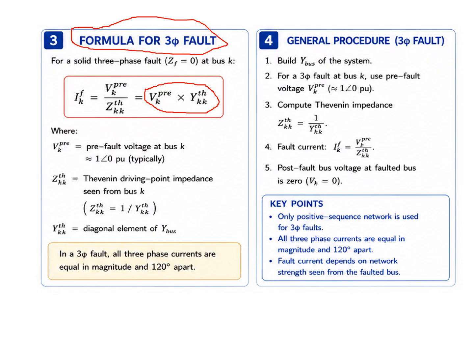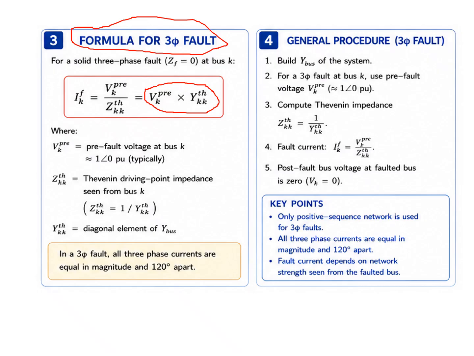But we have to consider that this system is used for a three-phase bus fault. Again, if ZF is there, we can take ZF into consideration when calculating the fault current. So the general equation will be the pre-fault voltage divided by ZKK plus the fault impedance, when we have a fault impedance.